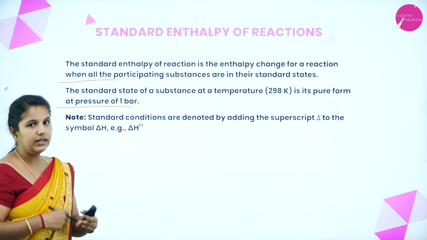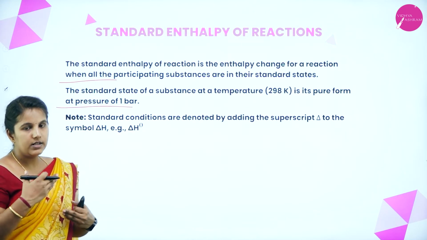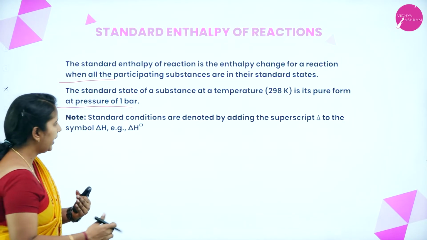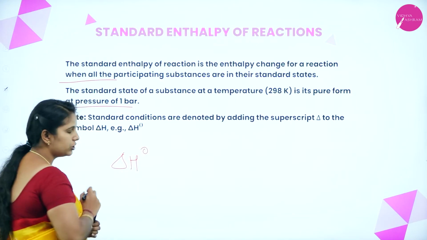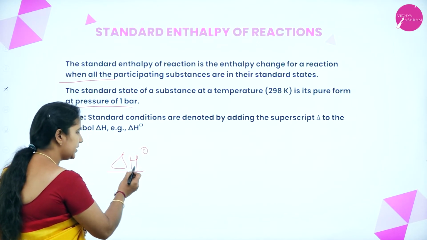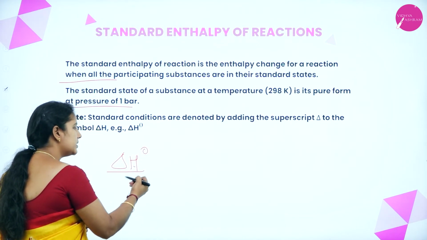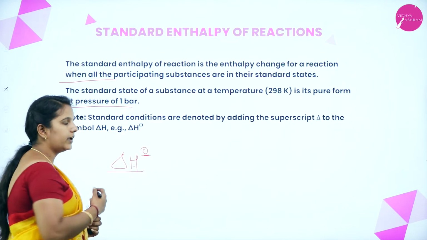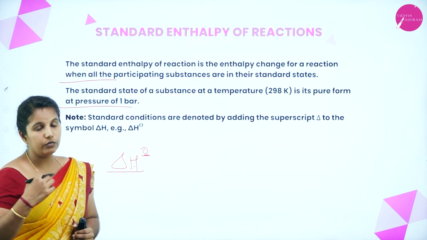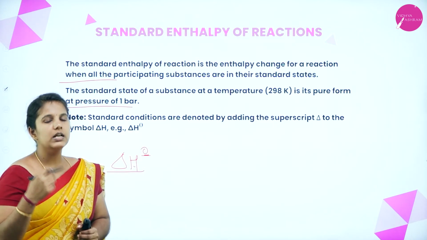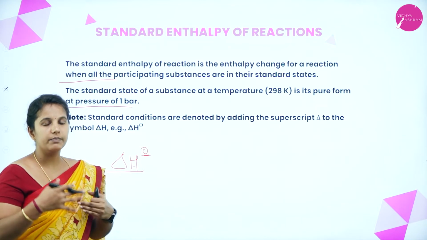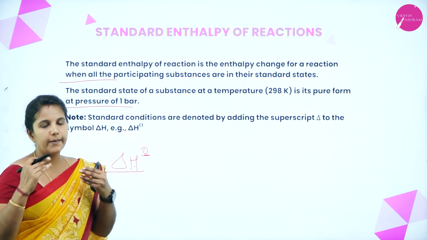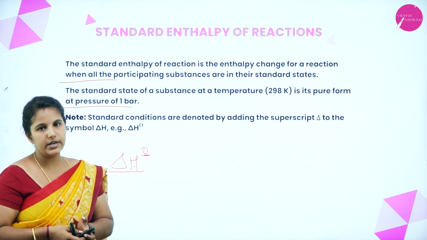So if you are writing a reaction at the standard state, we always represent the enthalpy with the symbol delta H naught. Delta H is a change in enthalpy. If you want to present it for the standard form, we write it as delta H naught. Why is it H naught? Because it is a standard state where the reactants and products are maintained at a particular temperature as well as at a constant pressure.